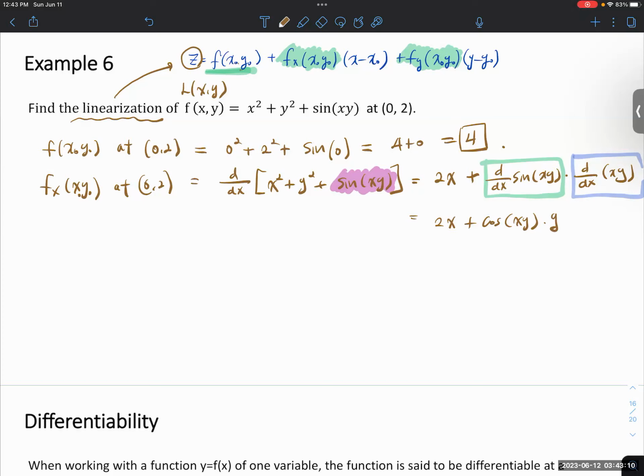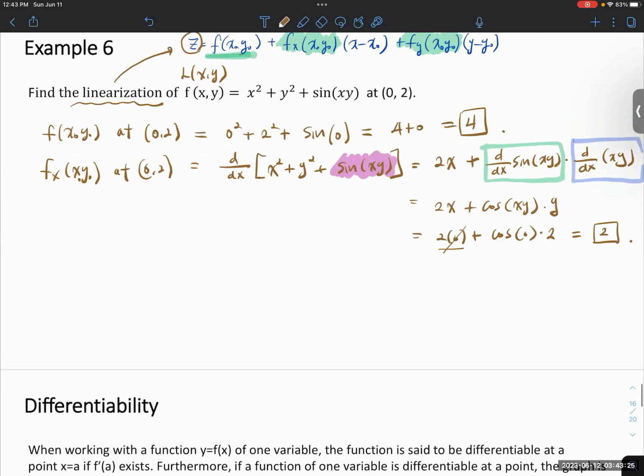So now at (0, 2): 2 times 0 is 0, plus cosine 0 times 2. Cosine 0 is 1, 1 times 2 is 2. That's what you're going to get.